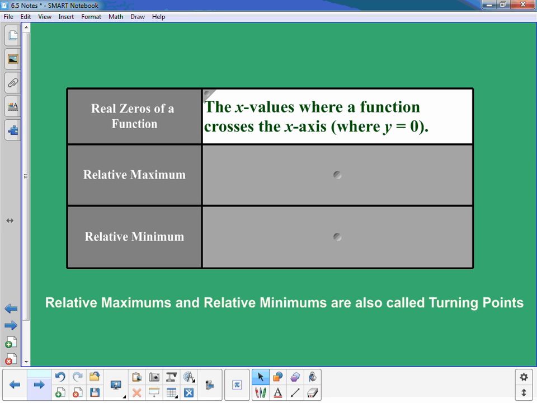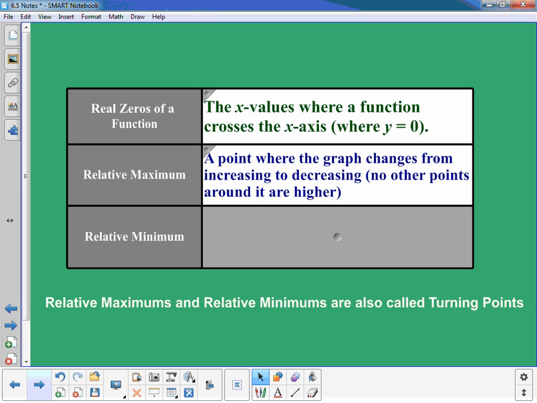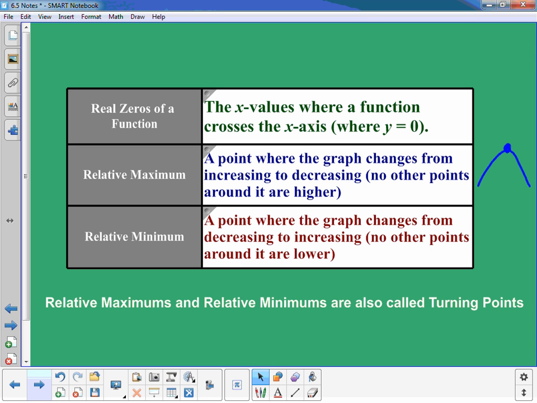And then we have two types of turning points. We have relative maximums. A relative max is just a point where a graph changes from increasing to decreasing. So it was going up, and then it turns to go back down. That gives us our relative max. A relative minimum is a point where a graph changes from decreasing to increasing. So it was going down, and then it turns to go back up. Relative maximums and relative minimums are also called the turning points, and that's what we were looking at in that first example.